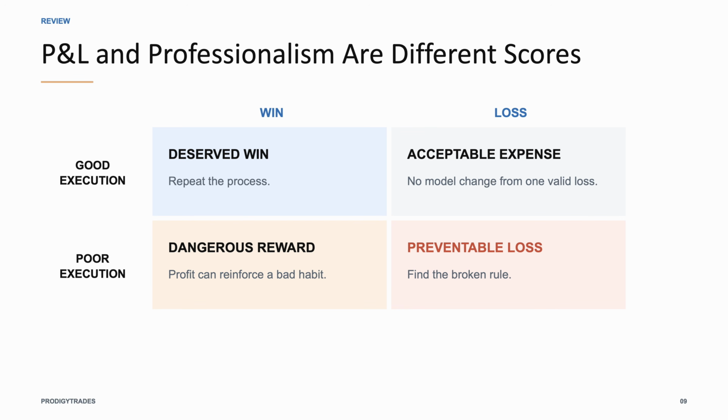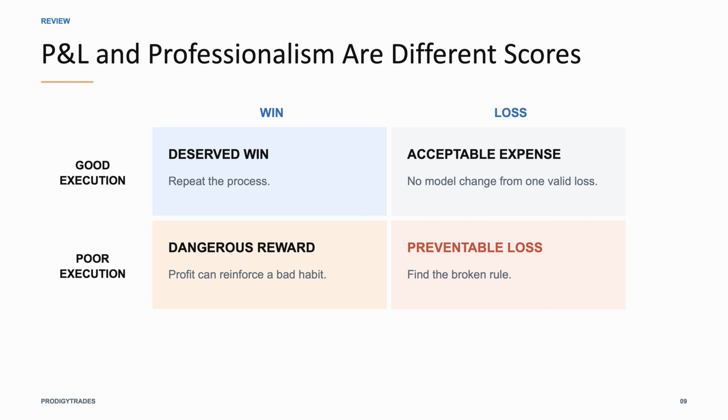Alright, this matrix is one of the most important ideas in the entire video. Good execution that wins is a deserved win. Repeat the process. Good execution that loses is an acceptable expense. One valid loss does not automatically require a model change. Poor execution that loses is a preventable loss. Find whatever rule that you broke and correct it. But poor execution that wins may be the most dangerous outcome on the screen. The profit can reward a bad habit.